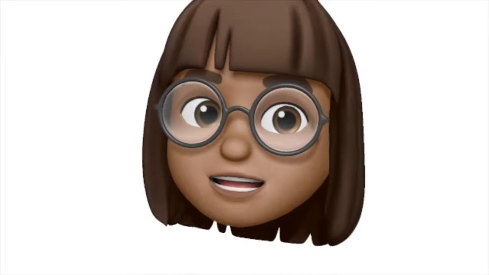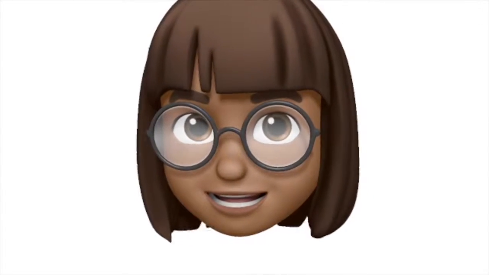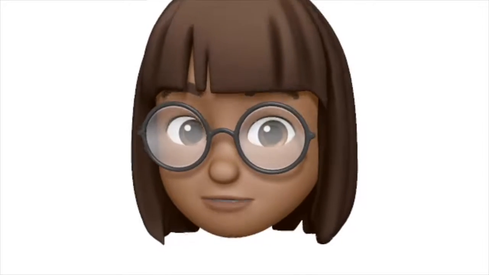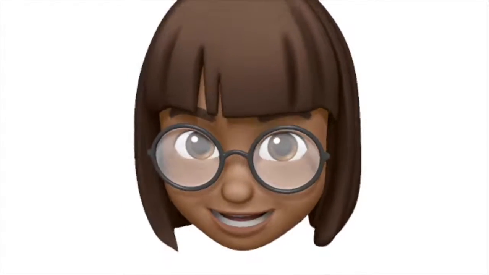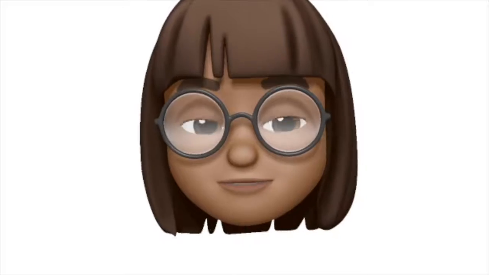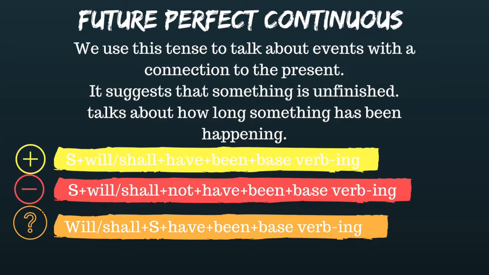Alrighty, now let's move on to the future perfect continuous. I know it might be a little confusing, but I know you will understand it, and it's super easy. So let's get on with it. Okay, so how do we use the future perfect continuous? We use this tense to talk about events with a connection to the present, right? It's very confusing, but let's do this. It suggests that something is unfinished, and talks about how long something has been happening, okay?